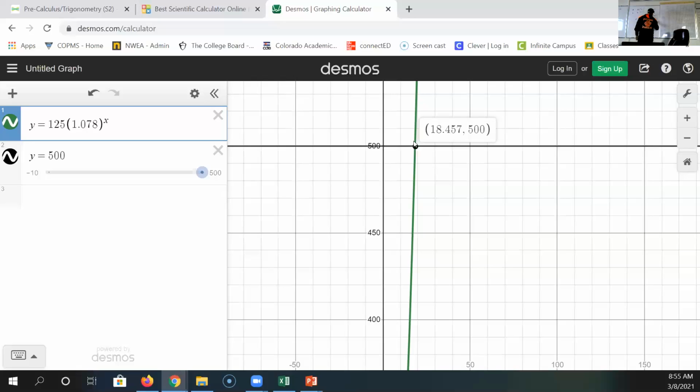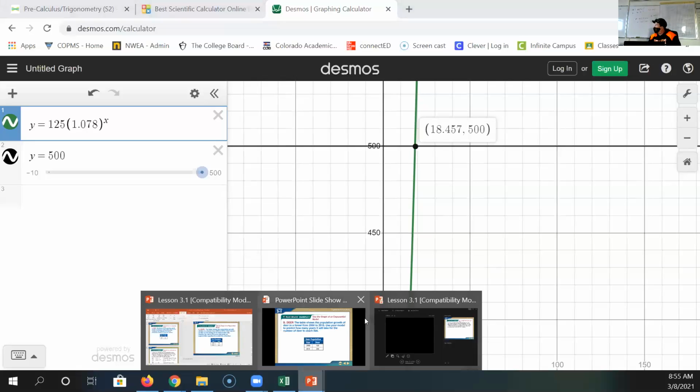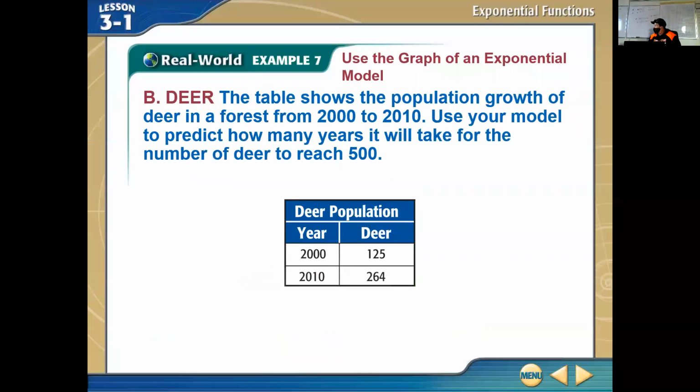18.457 years gives me the quantity of 500. And that's after how many years it'll hit 500. So in roughly 18 and a half years, so in 2018, around the month of June or July, my deer population will hit 500.